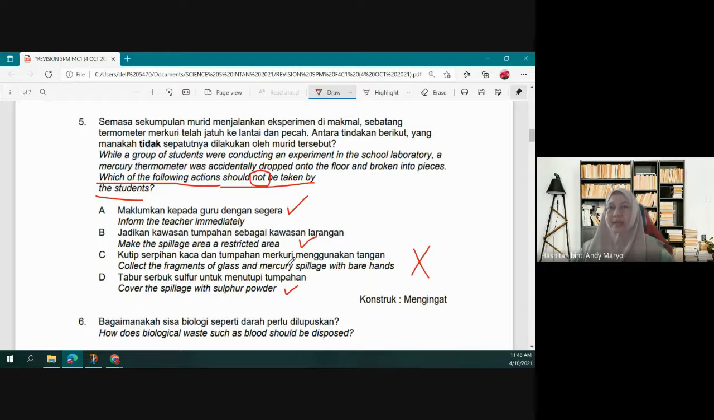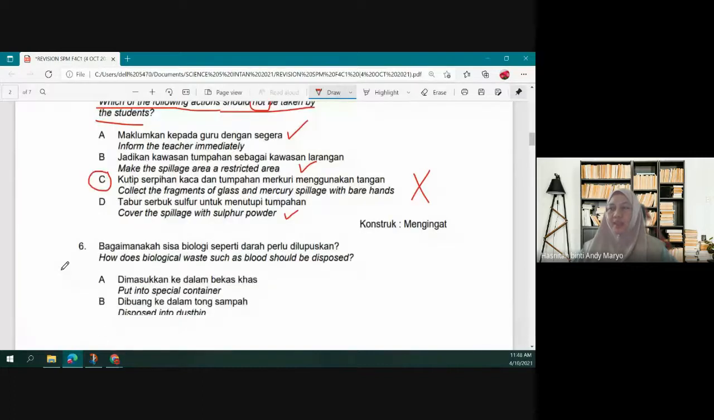While the mercury spillage, if it enters your body through your nail, it will end up at your brain, which can kill you. Boleh membunuh, boleh menyebabkan kerosakan otak. Okay, so the answer is C. Then we move to question 6.